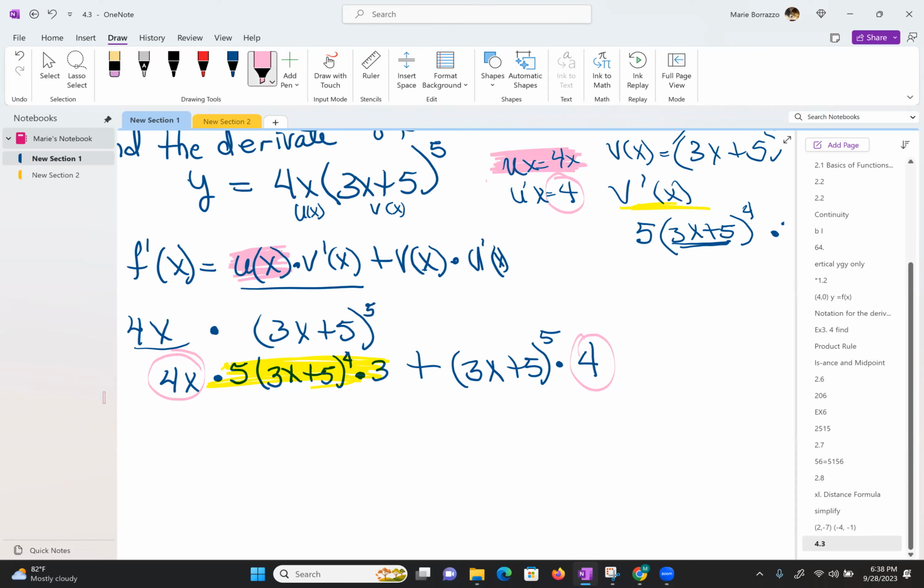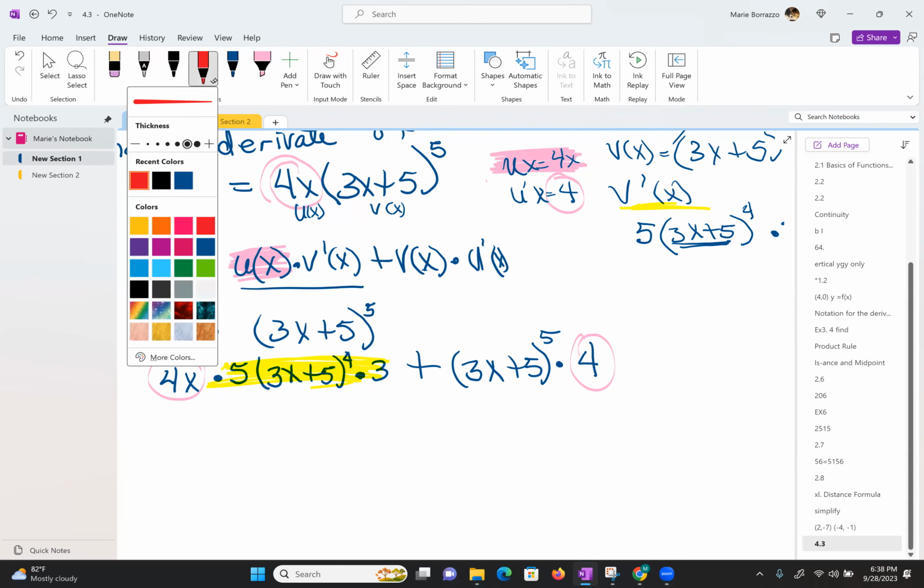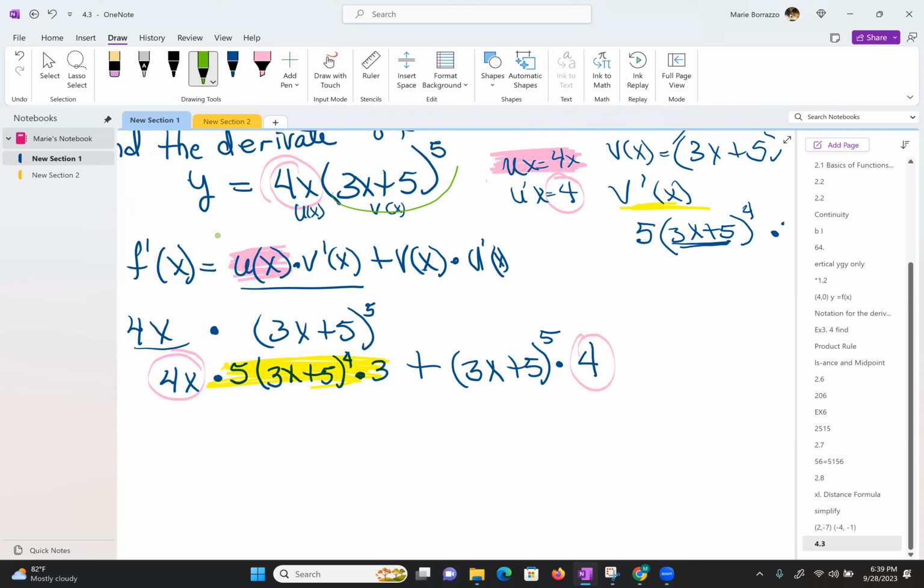Okay. As long as you're consistent, just remember that this is the u of x, and let's do it in green. This green is the v of x. And so you have your u of x, your v of x, but you also have to have the derivatives. So these are the two derivatives. And if you really follow the power rule the way I'm showing you, it's basically this times this plus the other part, which is the u prime x times the v of x, which is what's expressed right here.